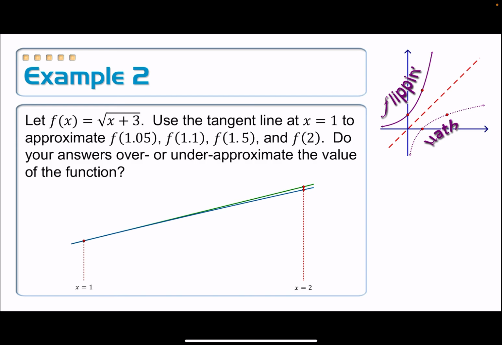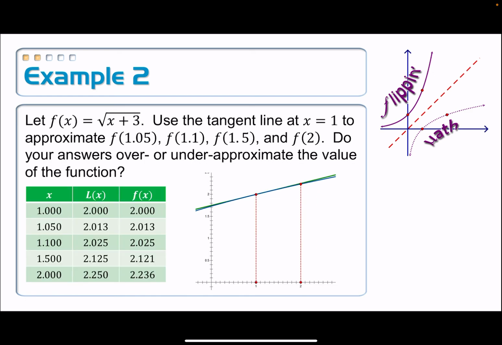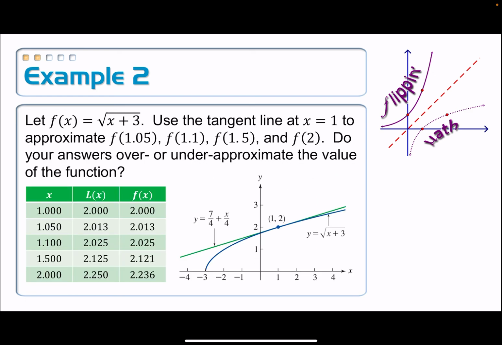Okay, so the last part of this question says, do your answers over or under approximate the value of the function? Well, if I go back to one of these pictures, especially this one right here, it's very easy to see that the tangent line is up above the function, so it should be over approximating it.